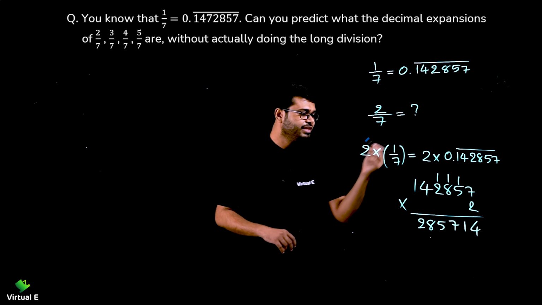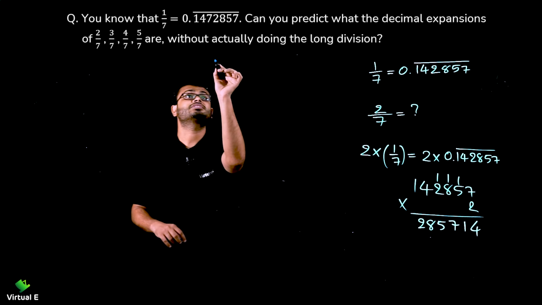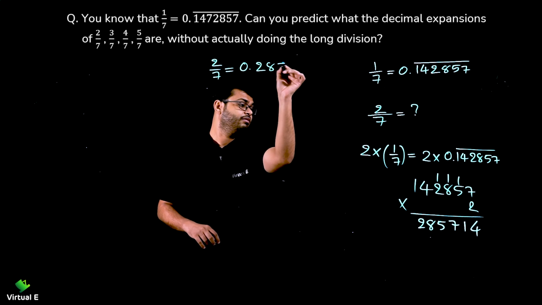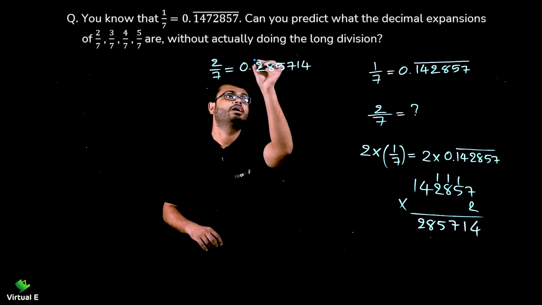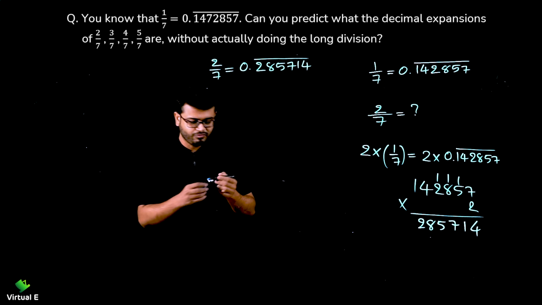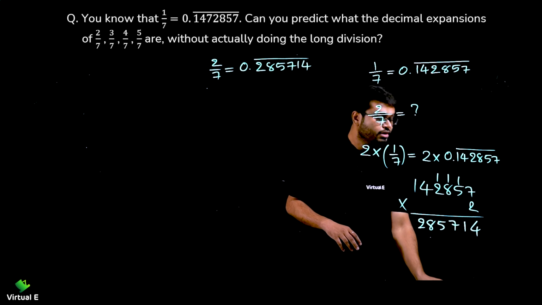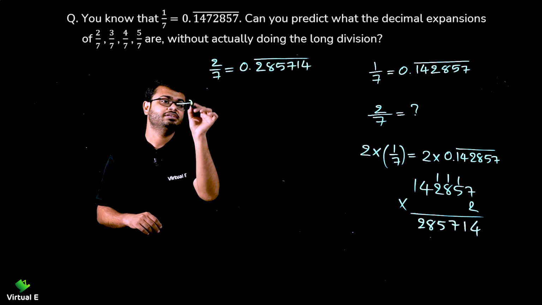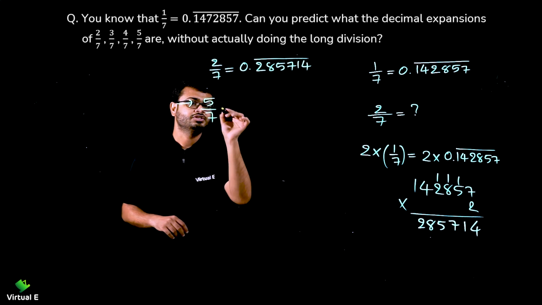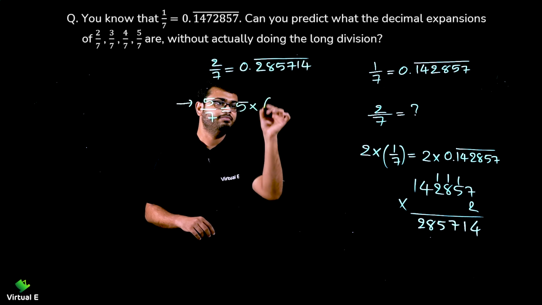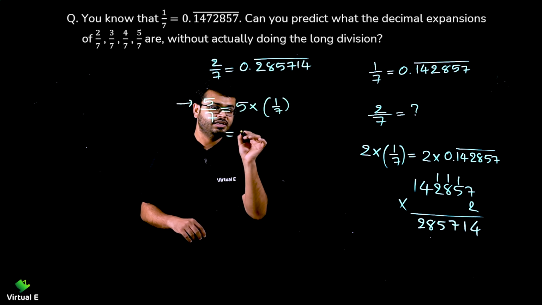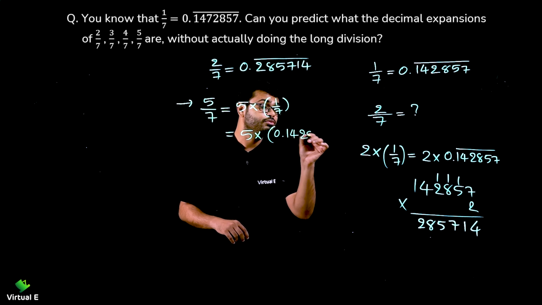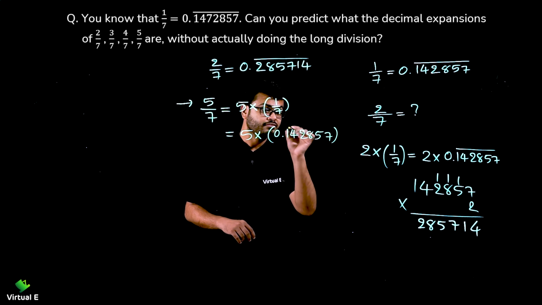Done. So what will be the answer of this one? So let's write over here, that is 2 by 7 will be 0.285714 and bar over it, right? Very simple. If we want to do for the 2 is done, let's do for the next, that is 3 by 7, or let's do 5 by 7, just any number, 5 by 7. So here also I can express as 5 multiply by 1 by 7. So basically we are supposed to multiply 5 with this one, that is 0.142857 and bar over here.